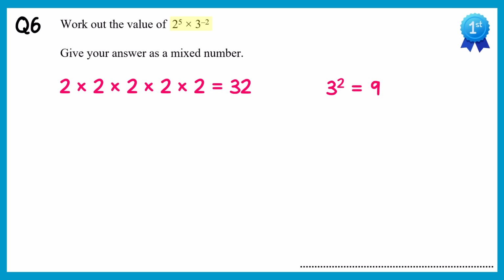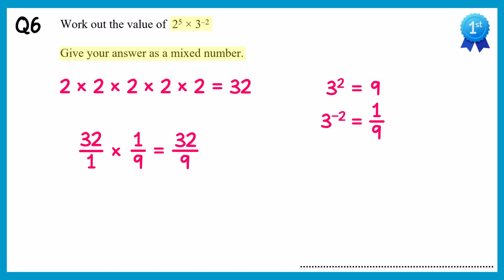When we consider 3 to the power negative 2, we just do the reciprocal of 3 to the power positive 2. So the reciprocal of 9, which is 1 over 9. So we take 32 and 1 over 9 and multiply them together. To do this, we could rewrite 32 as 32 over 1. Now if we multiply the numerators, 32 times 1 gives you 32, and on the denominators 1 times 9 is 9. So we're almost finished, but the question says give your answer as a mixed number.